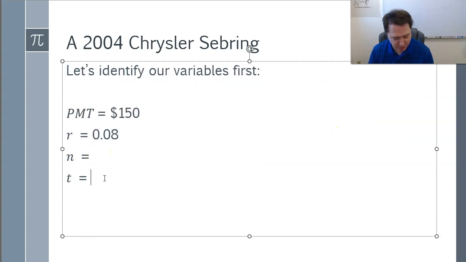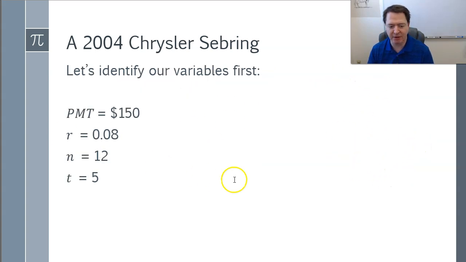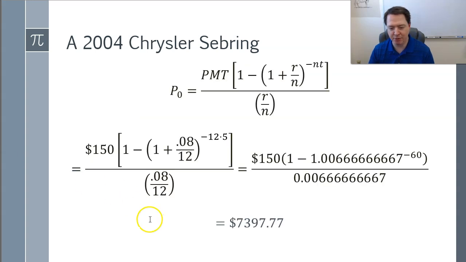Our T here is going to be 5 years, and our N is how many payments we're going to be making per year. And that's clearly monthly payments, right? This is how much you can pay per month, and we're doing it for 60 months. So we've got $150 for the payments, interest rate of 8%, or 0.08 as a decimal, 12 payments per year, and T is 5 years. And again, please be mindful of that as you're going through these to make sure we've got the right number in there.